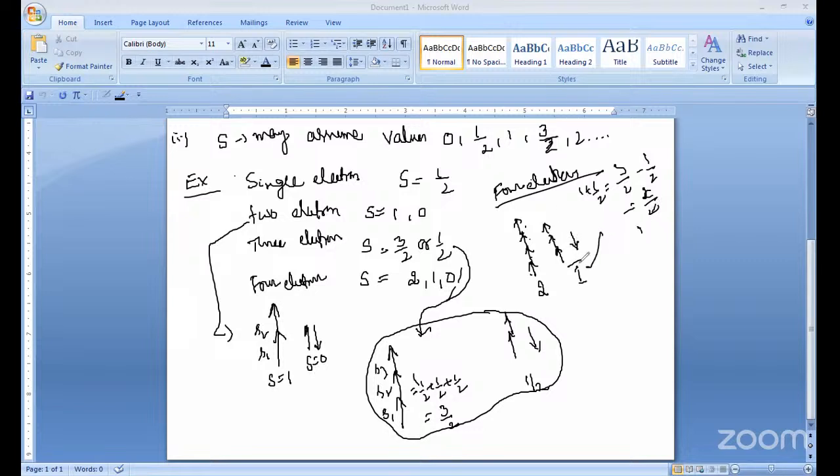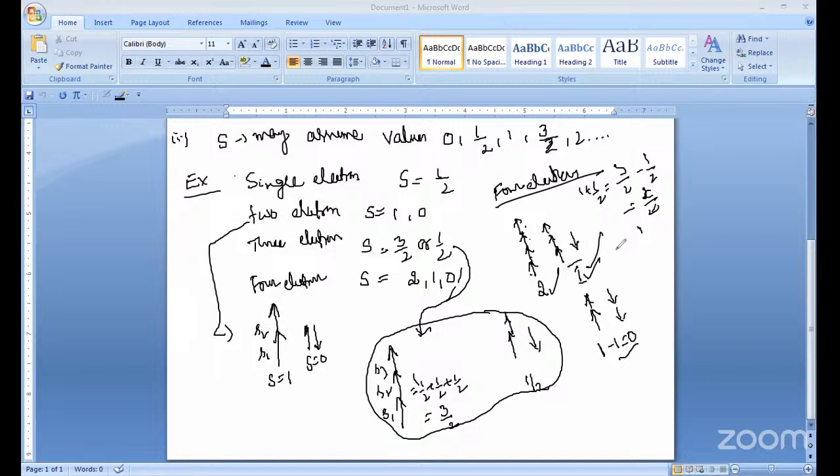One more case you are going to get: suppose 2 electrons are in this direction and 2 are in the opposite direction. This will be plus half, 1, and this will be plus half, 1. It will be 1 minus 1. It is going to be 0. And 1 you are going to get in another case also, that is 2, 1, 0, 1. 2 we have got, 1 we have got, 0 we have got here.